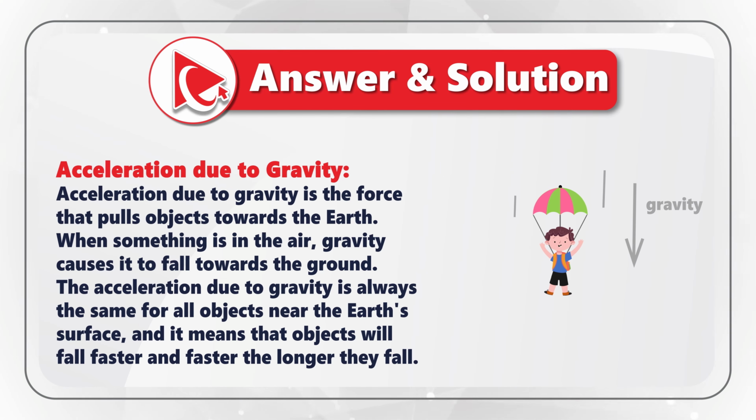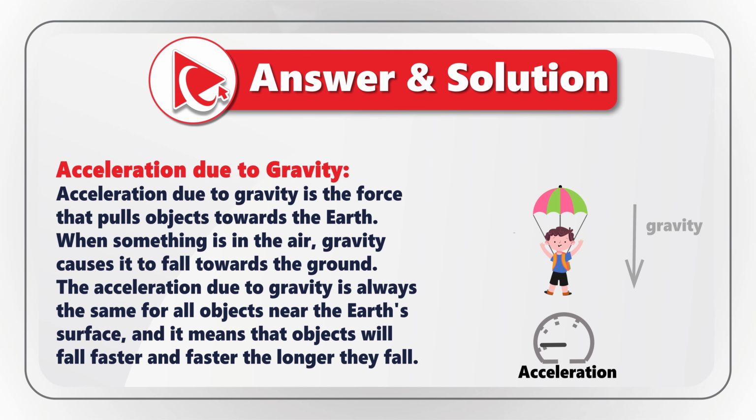And the last force that will drive the trajectory would be acceleration due to gravity. Acceleration due to gravity is the force that pulls objects toward the earth. When something is in the air, gravity causes it to fall toward the ground. The acceleration due to gravity is always the same for all objects near the Earth's surface, and it means that objects will fall faster and faster the longer they fall.